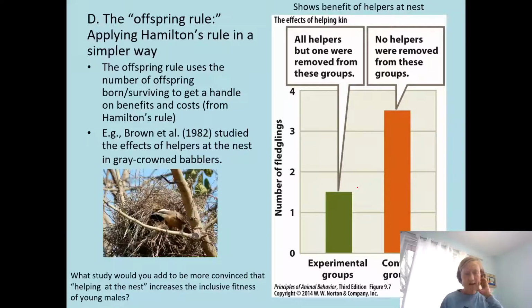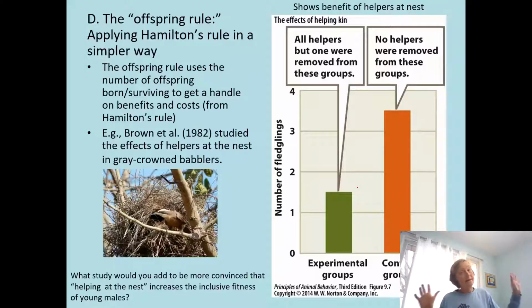Okay? And so here's what they decided to do. They decided to look at several groups, what they called control groups and experimental groups. And in the control groups, none of the helpers were removed from these groups. So they were looking at the total number of offspring that were fledged from a nest over seasons, the number of offspring produced at a nest, in two conditions.